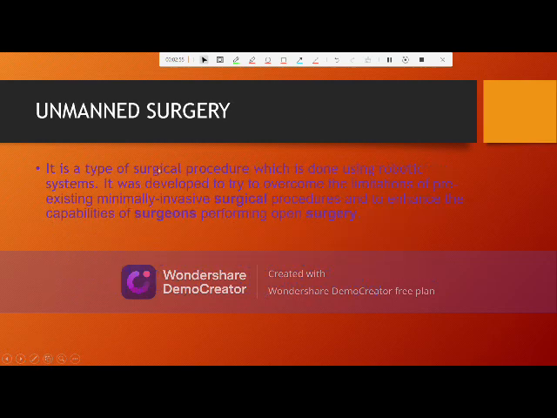Unmanned surgery. It is a type of surgical procedure which is done using robotic systems. It was developed to try to overcome the limitations of pre-existing minimally invasive surgical procedures and to enhance the capabilities of surgeons performing open surgery.